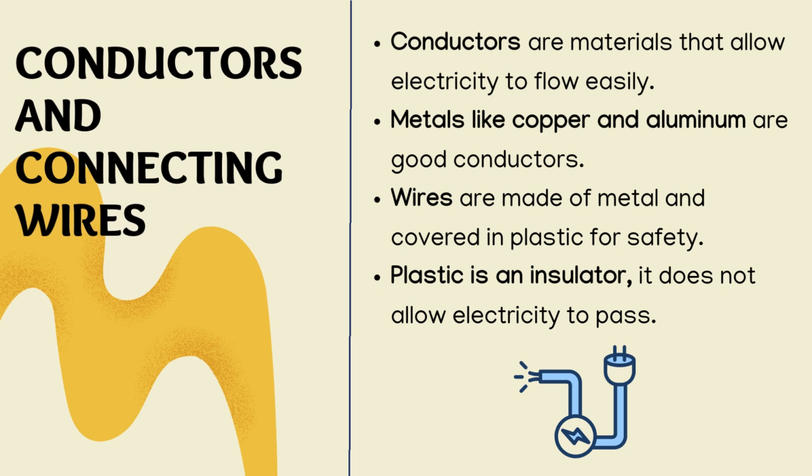Conductors are materials that carry electricity well. We mostly use metals like copper because they let electricity move quickly and easily. Wires are made of copper, but they are covered with plastic. The plastic does not conduct electricity, so it protects us from getting shocked because the electricity can't get through to us. That's why it's important to never use damaged or exposed wires. You will get shocked.